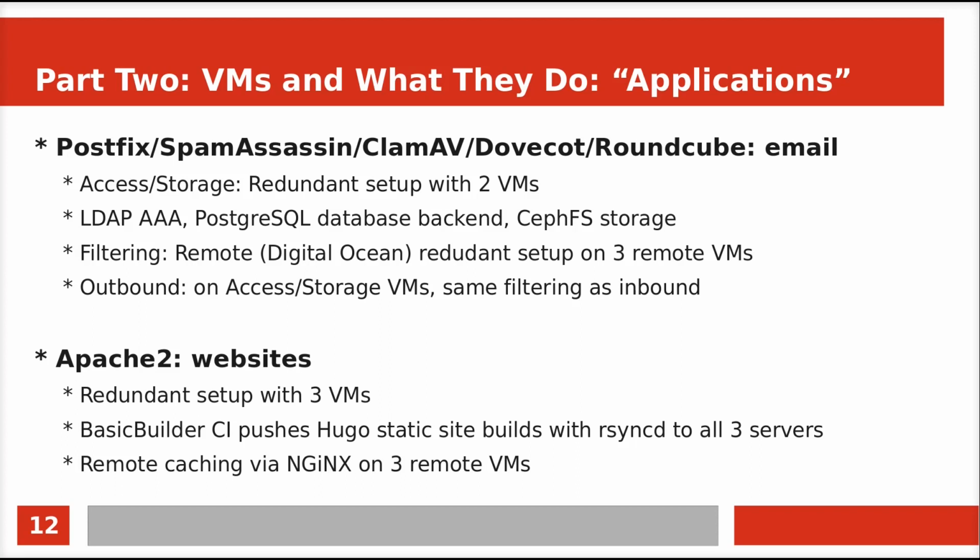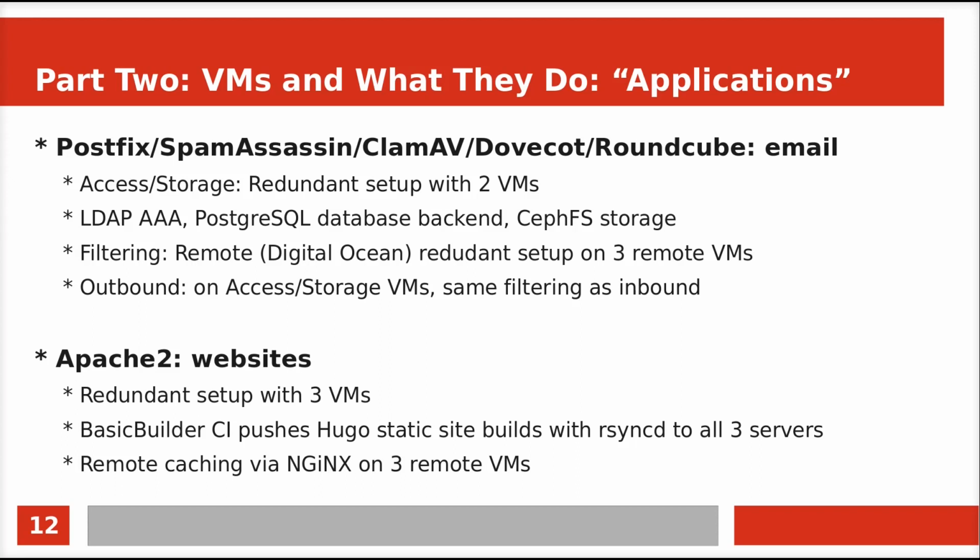So my setup's based off of the kind of standard suite. So it's Postfix, SpamAssassin, ClamAV, Dovecot, and then Roundcube, which all together provide the email. So there's kind of two sides to it, right? There's the access and storage side, which is the Postfix, the Dovecot, and the Roundcube. And that's a redundant setup with two VMs. It uses LDAP for the authentication and authorization, Postgres for the database backend, and CephFS for the storage. Standard pattern there. And that's what gets me access: IMAP, Roundcube webmail, etc., as well as of course storing the mail on the CephFS.